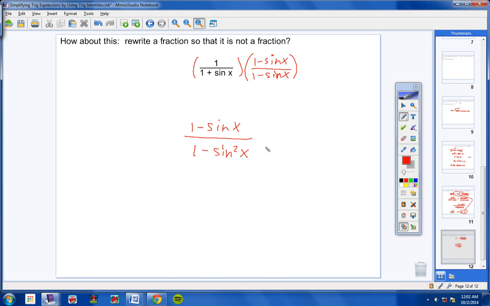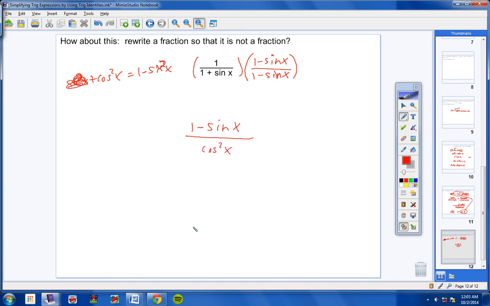Well, look, guys, we have a trig identity, Pythagorean: sine squared plus cosine squared equals 1. So if I bring the sine squared over and make it negative like this, look what 1 minus sine squared x equals. It equals cosine squared. So for this whole denominator here, 1 minus sine squared x, I can put cosine squared.